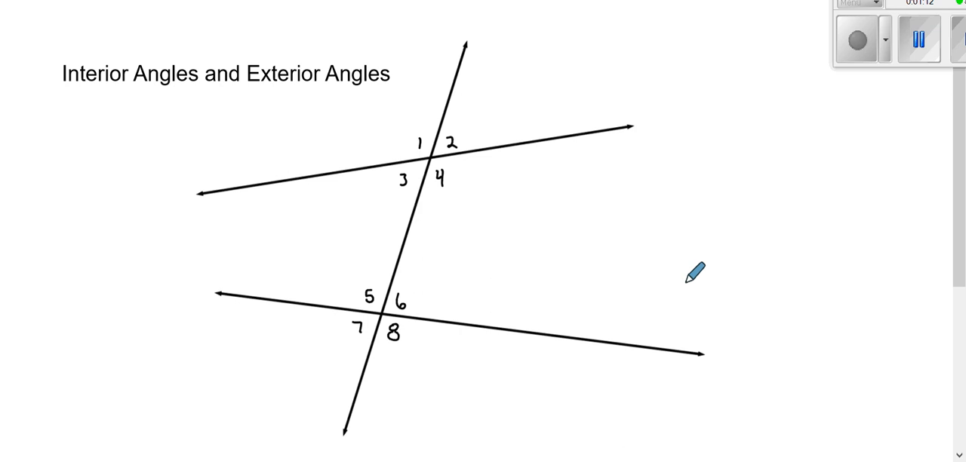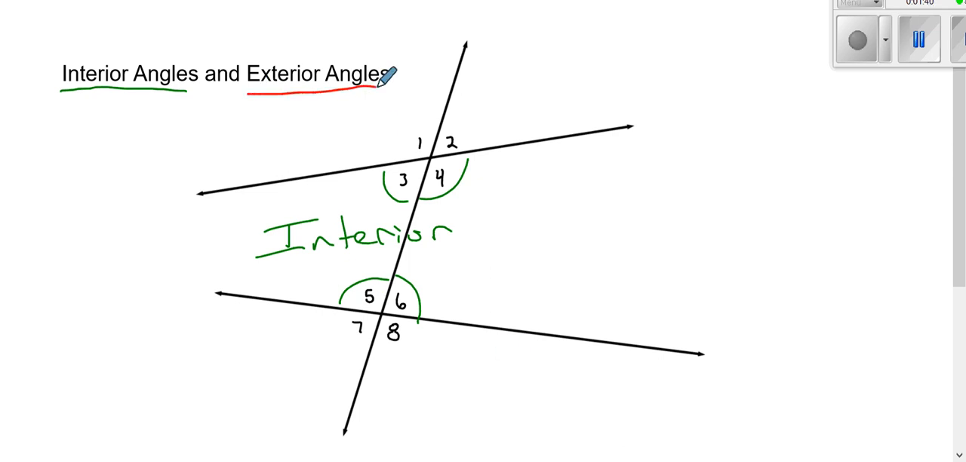Now, when you have this scenario, you will have what are known as interior and exterior angles. Interior angles, let's do green, would be this angle, this angle, this angle, and this angle. These are all in the interior, between the two lines. It's like a sandwich. This is on the inside of the sandwich, interior.